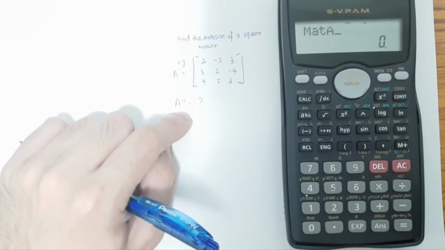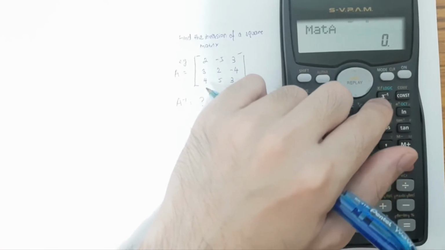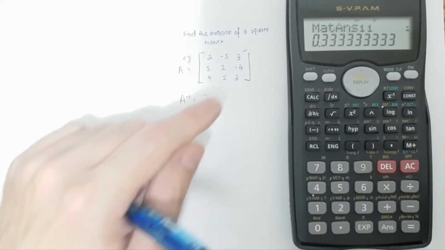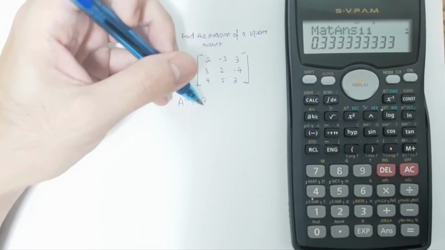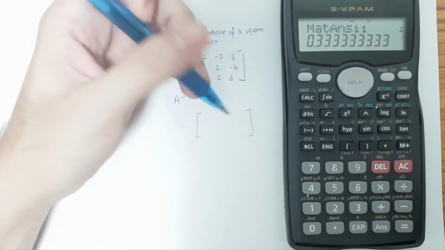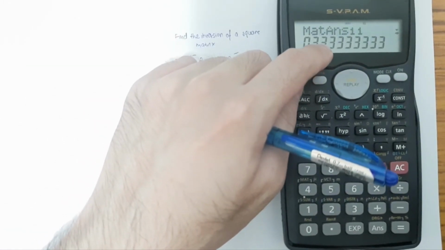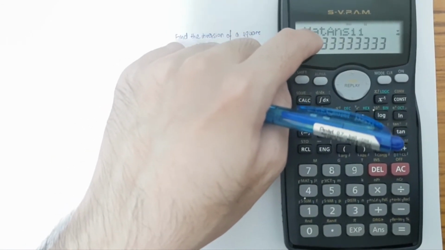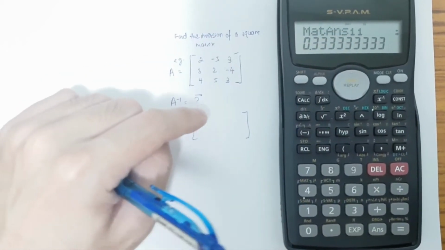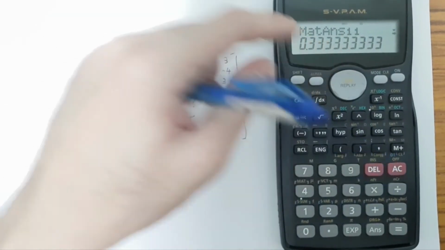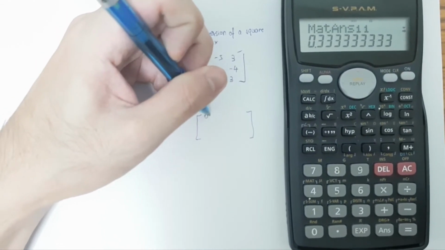And then what do we do to find the inverse? We simply press this button, which represents the X inverse, and we press equal. When we press equals, we will be given this value. So what does it mean? This value represents the first row, first column of the inverse matrix. So it's 0.33.